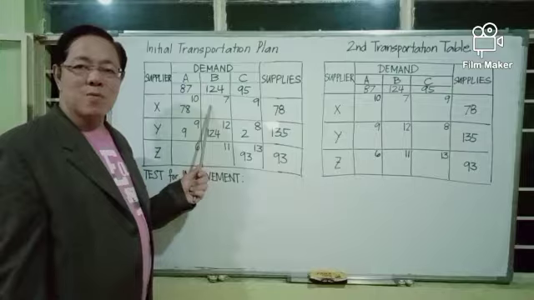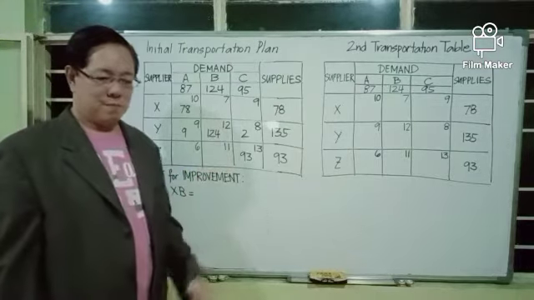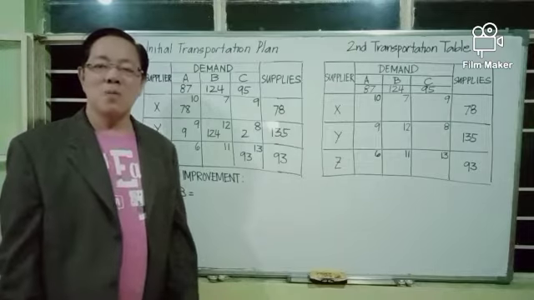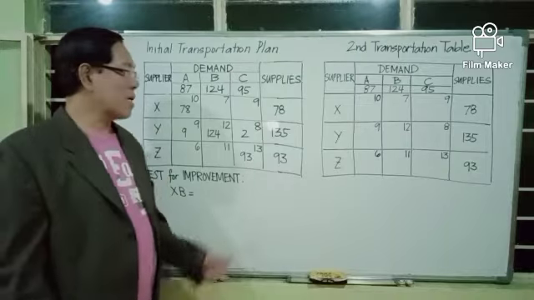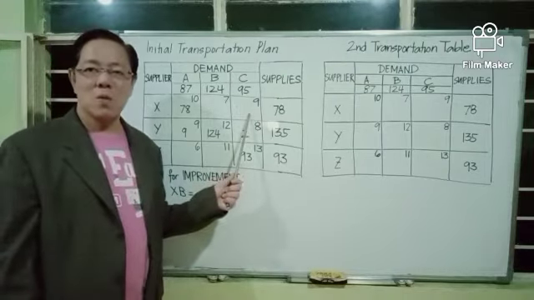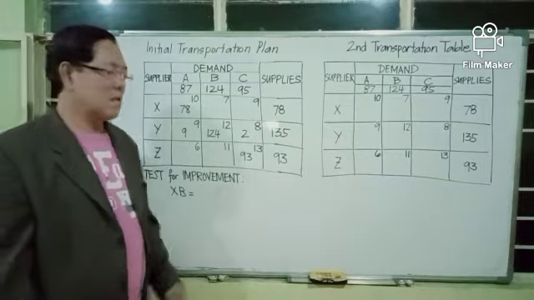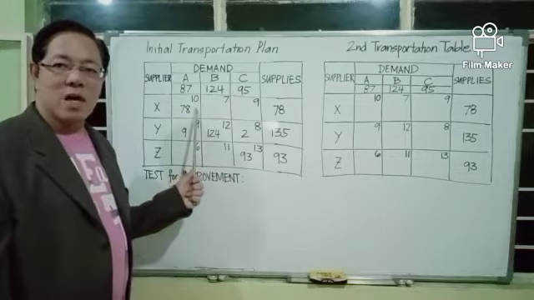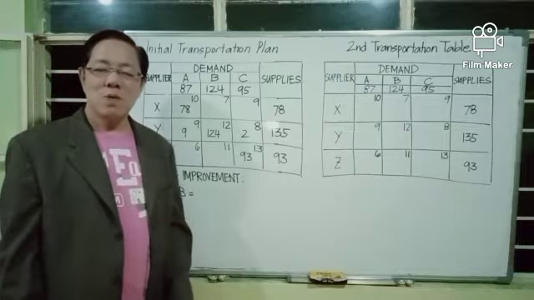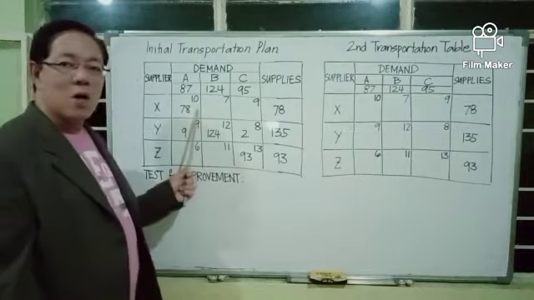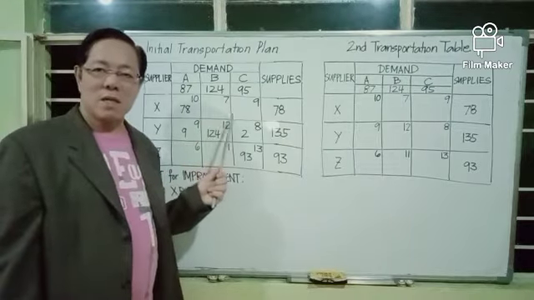Again, the first step is always a horizontal movement. You may move horizontally either to the left or to the right. But when you move horizontally or vertically, you must never stop at a vacant cell. You must always land or stop at an occupied cell, a cell with some units, because we will try to get some units from the occupied cell and transfer them to the vacant cell.